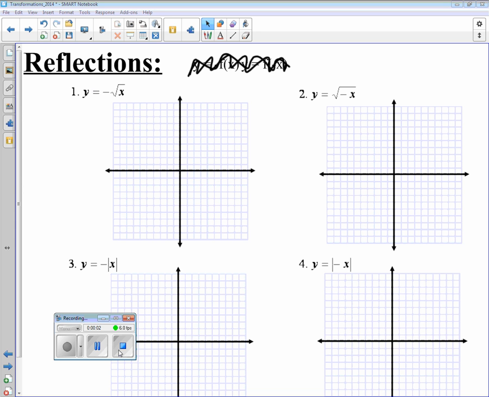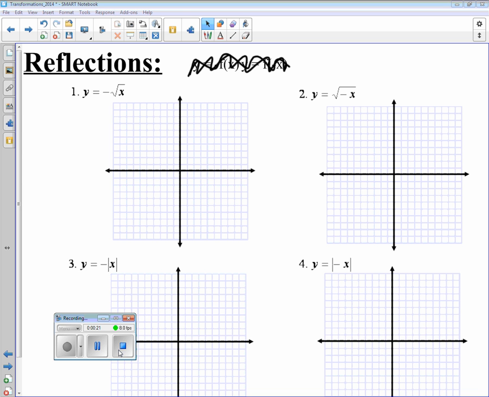All right, so we're talking about reflections today, and you've got your graph paper folded. We have 4 different graphs here, and we're looking at what's in common. Will, what was in common with all 4 of those equations? The negative sign. So the negative sign is what tells us we're going to be doing the reflecting, okay?